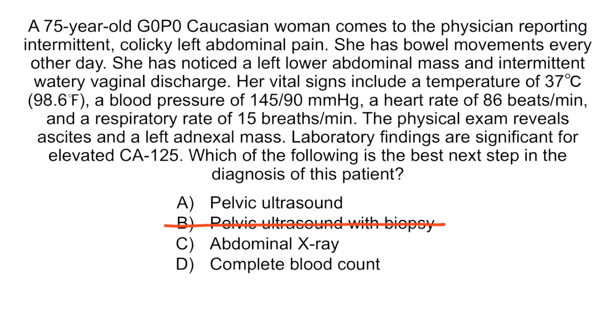Option C, abdominal x-ray, is incorrect because it's not sensitive enough to detect fallopian tube cancer. Finally, option D, complete blood count, is incorrect because this is much too general of a test and will not ultimately help with the diagnosis. So again, the correct answer is option A, pelvic ultrasound. And that concludes this section.